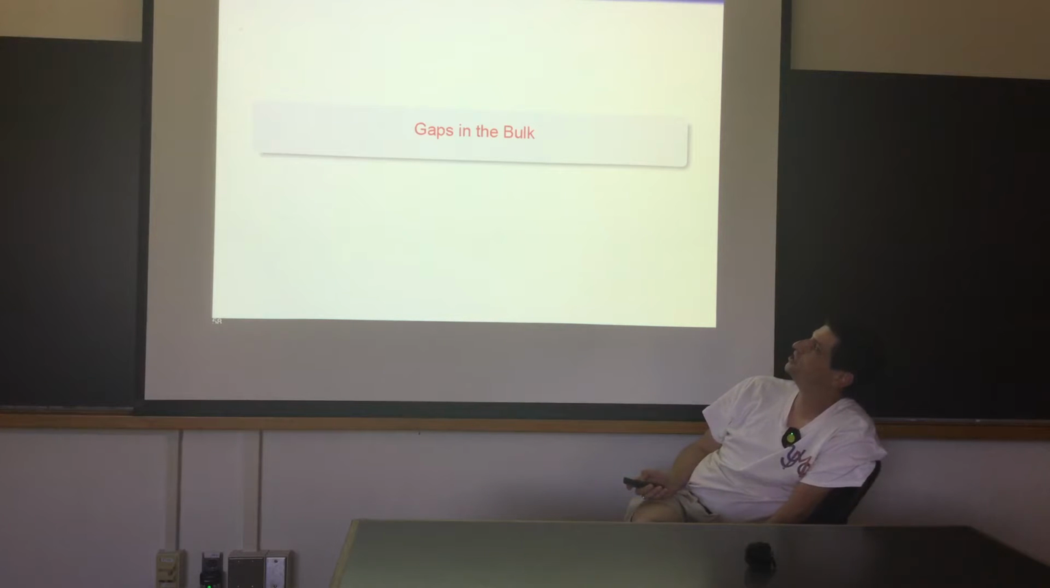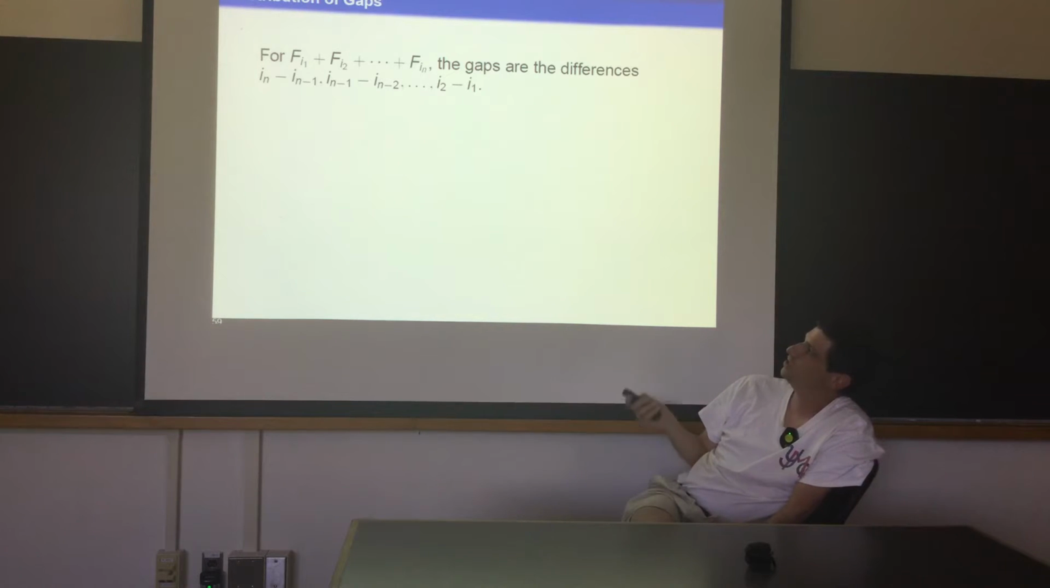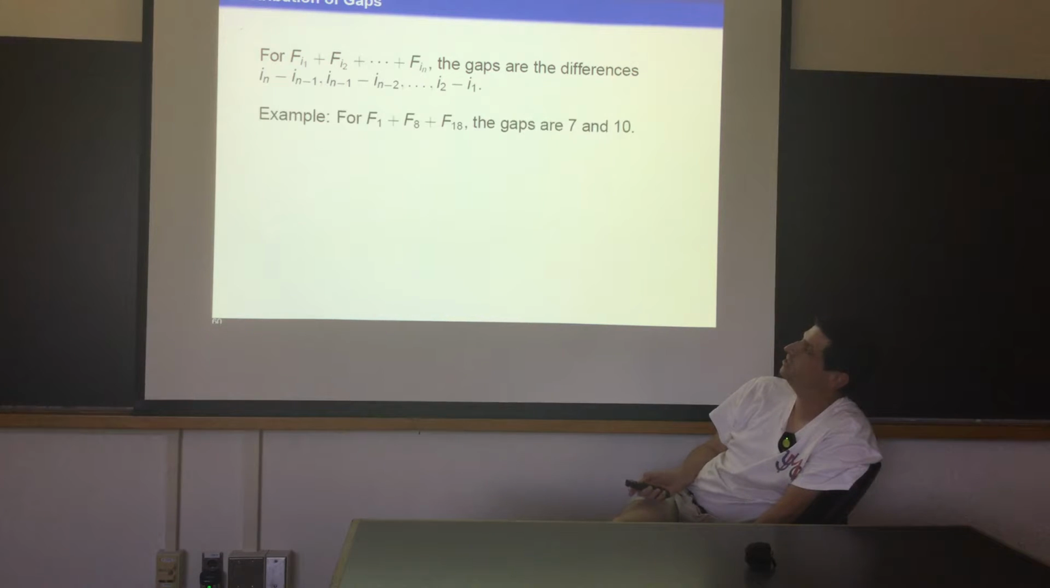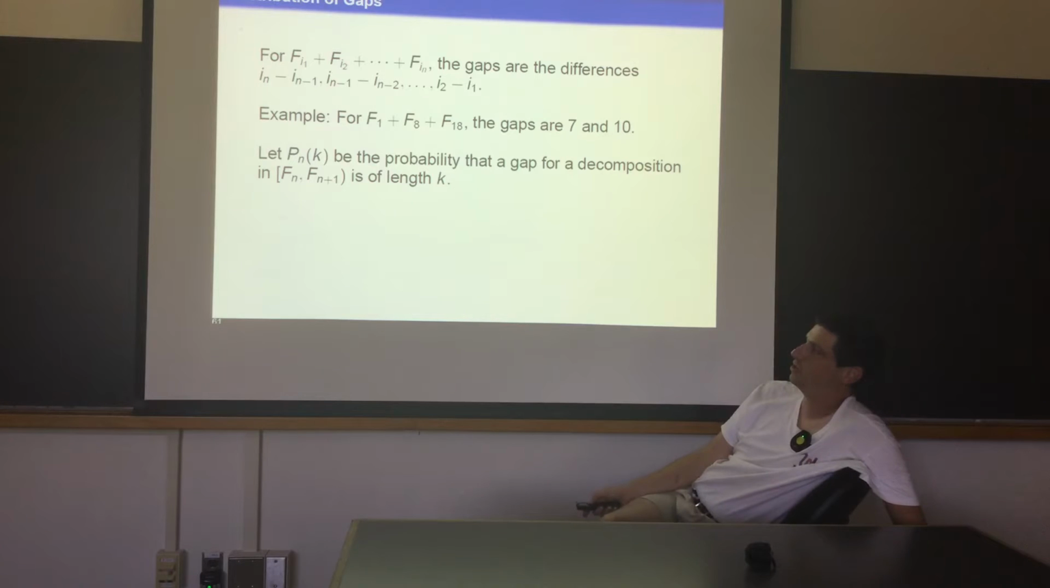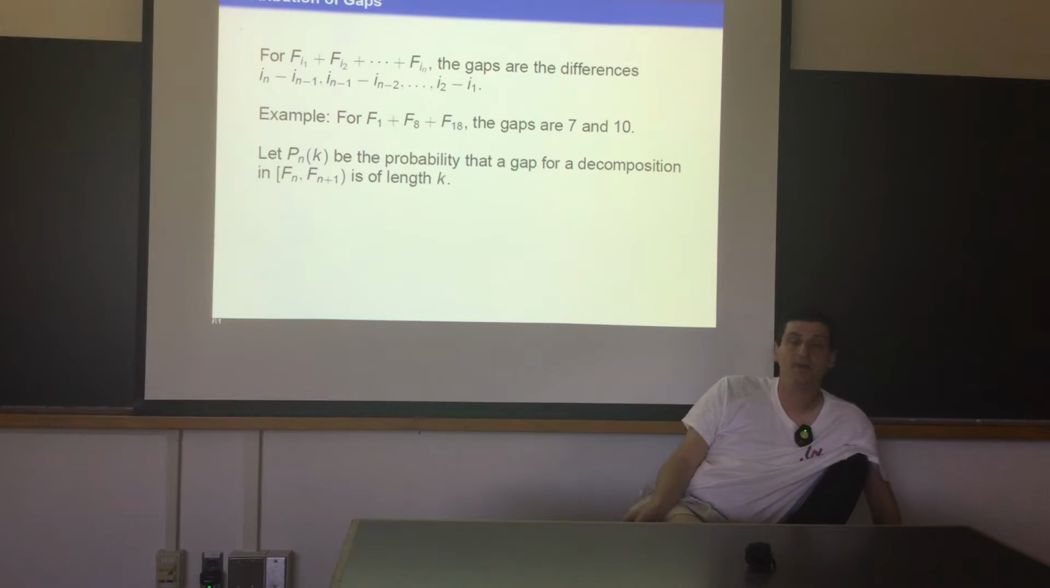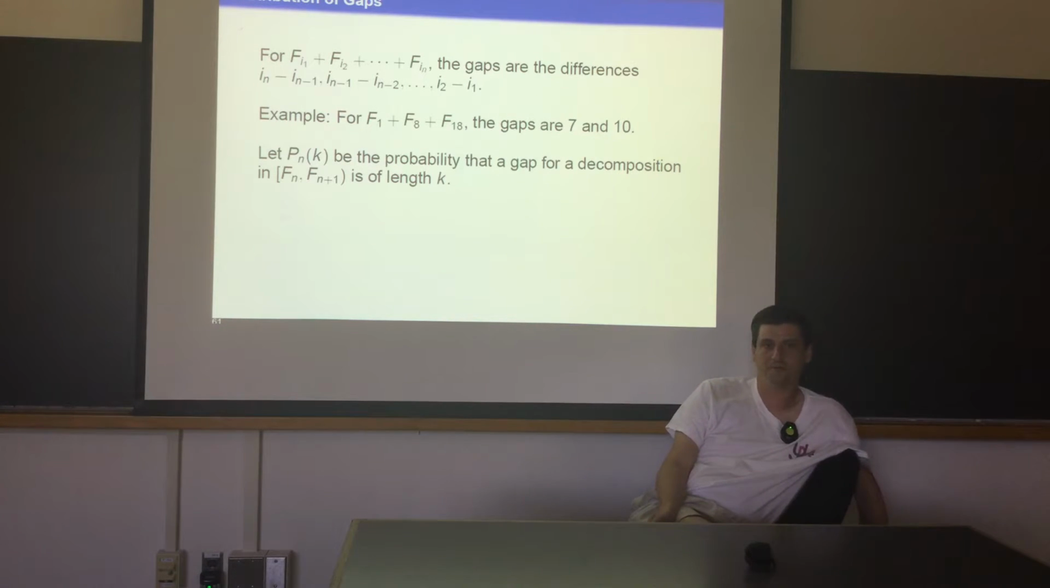All right, so now let's turn and talk about gaps in the bulk. So let's say we've got a decomposition. The gaps are the difference between adjacent indices. So if I give you the following, I have a gap of length 10 and a gap of length 7. So let P_k be the probability that a gap in a decomposition is of length k. Doesn't matter where it is, just that it's a gap of length k.